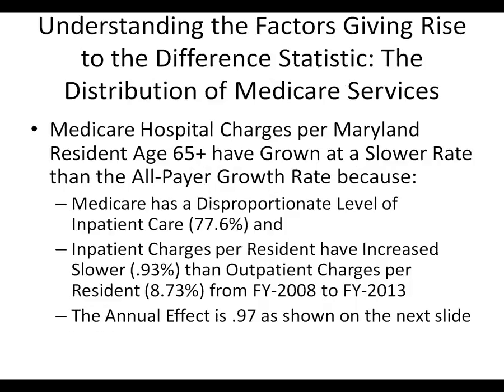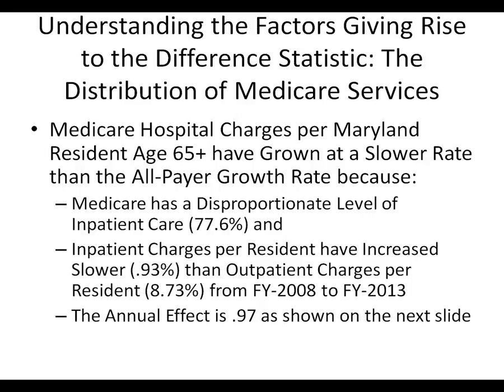Okay, now the next key thing about the difference statistic is we want to understand what are the factors that have given rise to it in the past. In other words, we've seen that it was remarkably high over the 5-year period, 2.94%. And one of the reasons for its relatively high level is the fact that Medicare services are distributed differently than the services of all payers. So in particular, Medicare, as you know, has a disproportionate level of inpatient care, which in Maryland is 77.6%.